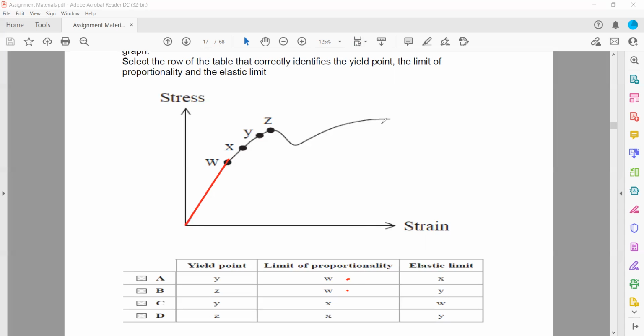Then the yield point region is the region where this graph is parallel to the strain axis or extension axis. So this is the yield point region, or the point within this region is known as the yield point. So what will be the yield point? So the yield point will be Z.